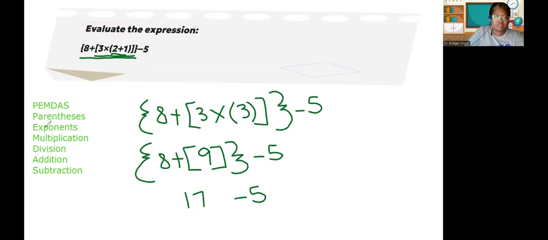We don't have exponents. We don't have any more multiplication. We took care of that multiplication here while we were inside the brackets. We didn't have any division. We don't have any addition. We've taken care of the parentheses. So the only thing left is subtraction. So 17 minus 5 equals 12. So in evaluating this expression, the final answer would be 12.